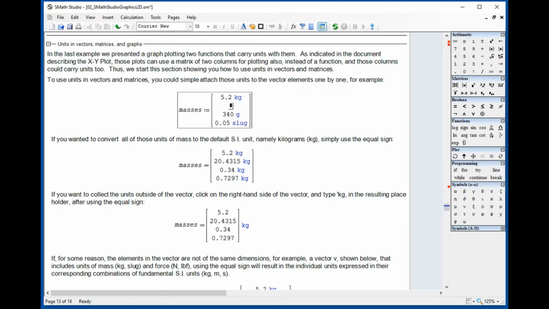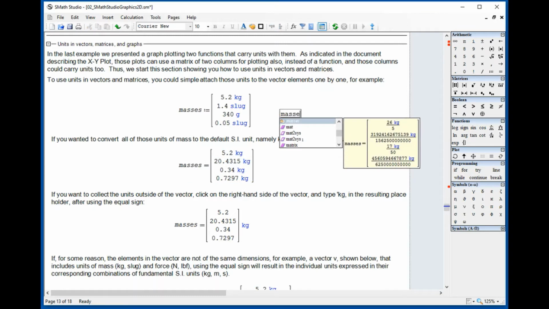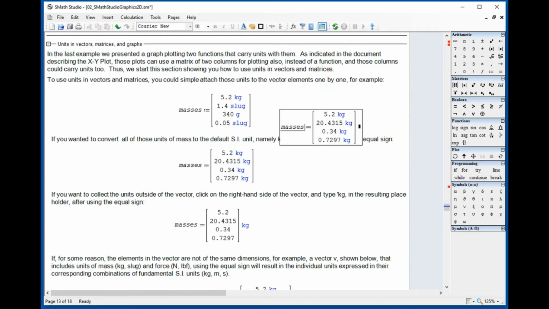To enter a particular element is as simple as typing, for example, here 1.4 apostrophe slug. In this vector, all the units have the same dimension, masses. And so if I type masses equal, it gives you the automatic conversion of all the elements to the basic units of the international system, which is kilograms. And that's what you get.